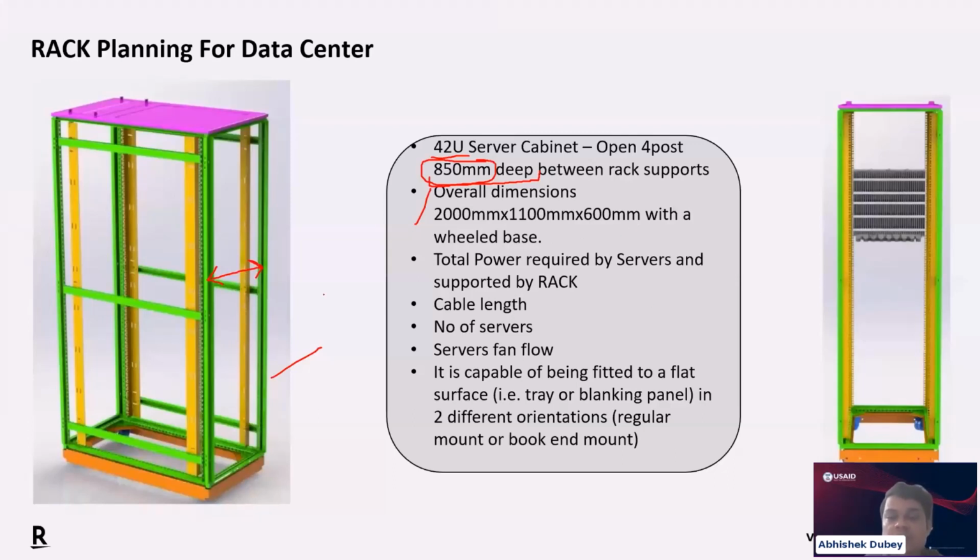So you have your specification from your servers, and based on that you are going to plan your rack, the total power required by the servers and supported by the racks. The cable length, the number of servers, and fan flow, whether front flow or back flow, because some servers use the front flow option and some the back flow option. So you need to see that, and accordingly design your data center to put your rack. All right, so you are done with the rack planning, you are done with the data center planning.